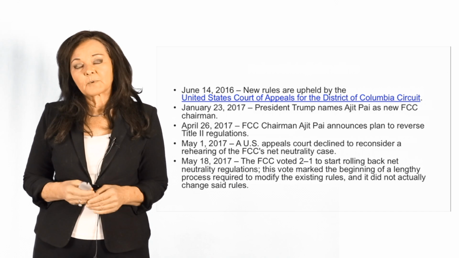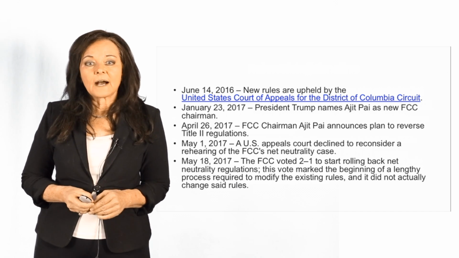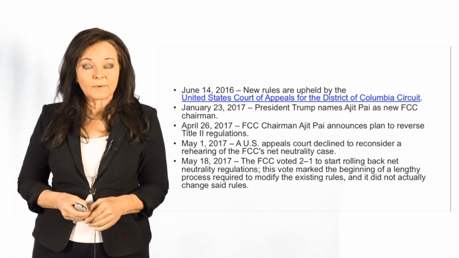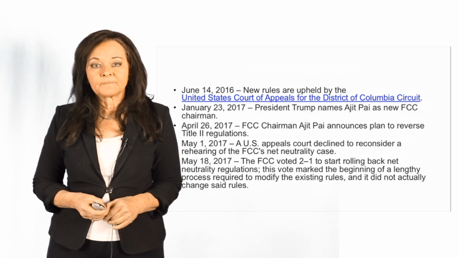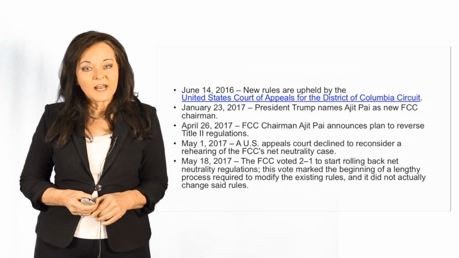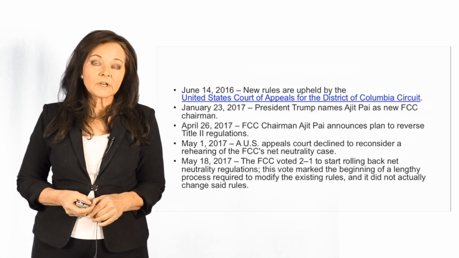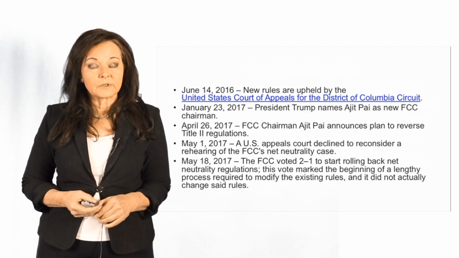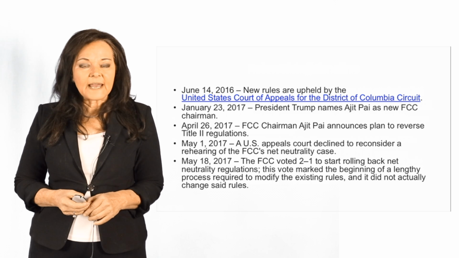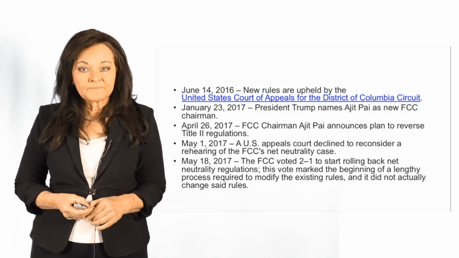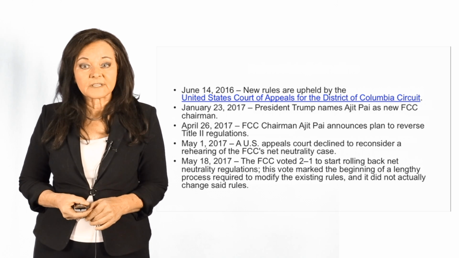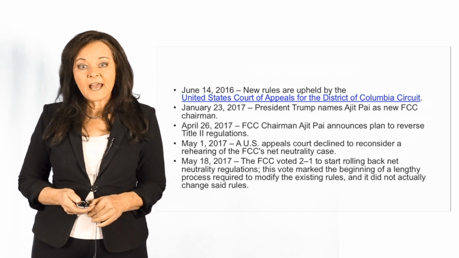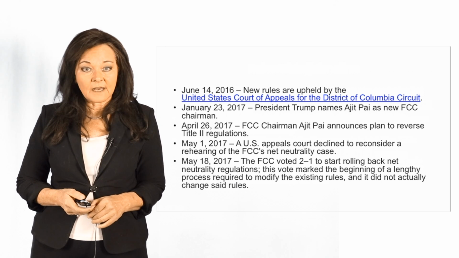And remember, it is the executive branch, so they can change regulations. They have to go through the notice and comment period to withdraw regulations, just like they do to promulgate regulations. So May 2017, a U.S. appeals court declined to reconsider a rehearing of the net neutrality case, which would make sense. But those who wanted the rules withdrawn were trying to use the court system to prevent that. And then May 2017, the FCC voted 2-1 to start rolling back net neutrality regulations, and this vote really started the beginning of this whole process of modifying the existing rules. But so far it didn't actually change any of the rules.